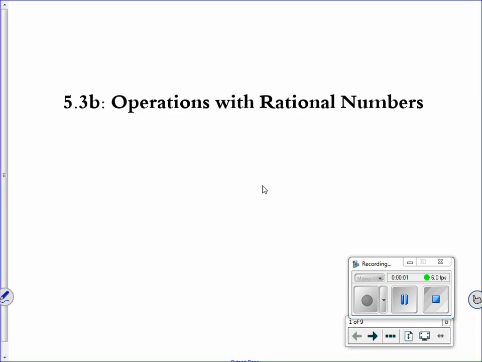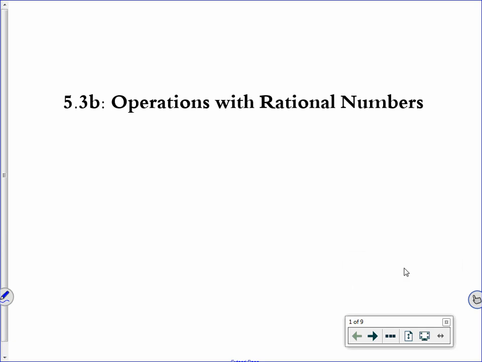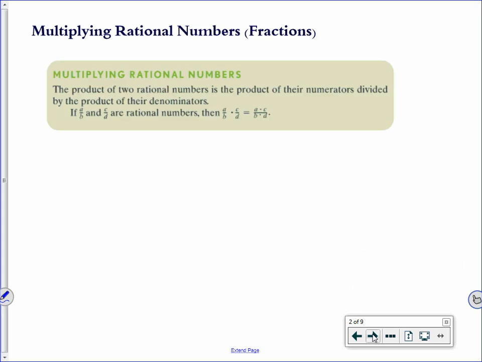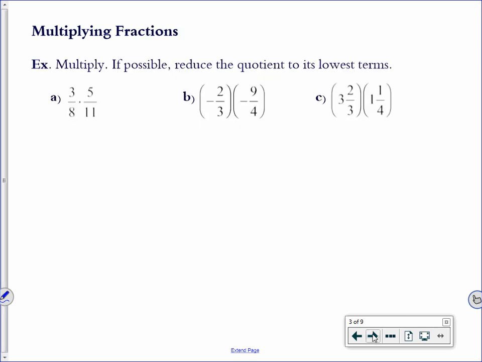In this video, we'll talk about operations with rational numbers, so adding, subtracting, multiplying, and dividing with fractions. To multiply rational numbers, this is the easiest thing we can do with two fractions. To multiply them, you just have to go straight across the top and straight across the bottom. So multiply, and then if possible, we will reduce the final answer to lowest terms.